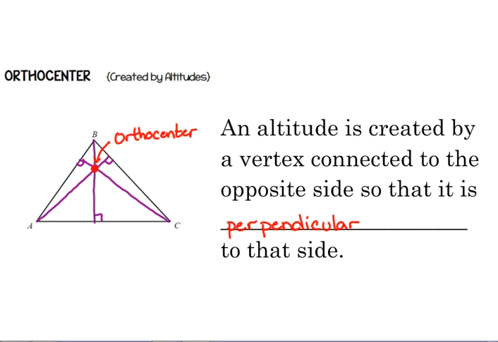Now, the thing about the orthocenter is it doesn't really have any special properties other than the fact that it is created by the intersection of all the altitudes. Okay, so the important thing here to know is that the intersection of the altitudes creates the orthocenter. So that one's more just a vocabulary.